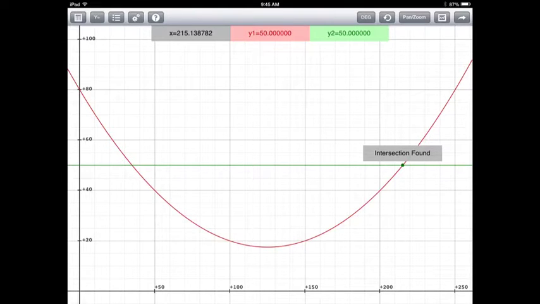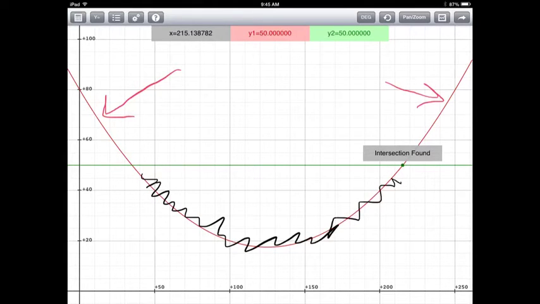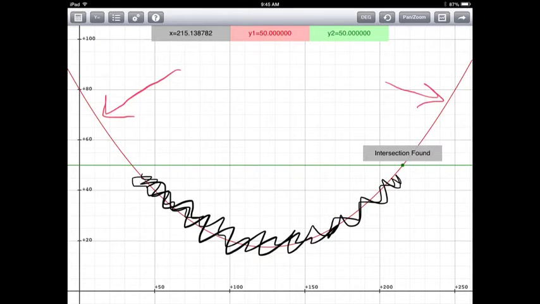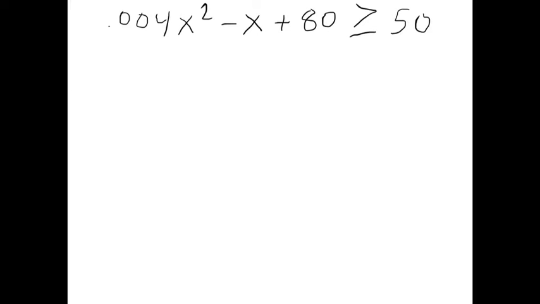Now this is important. We're looking for this part of the graph over here where the height of the bridge is greater than or equal to 50, and this part of the graph over here where it's greater than or equal to 50 feet. We are not looking for this part. All of this part down here is where it's less than 50 feet, and that's not what we're looking for. So here's our inequality again. I say inequality, not equation, because we've got an inequality symbol here, greater than or equal to 50 feet.